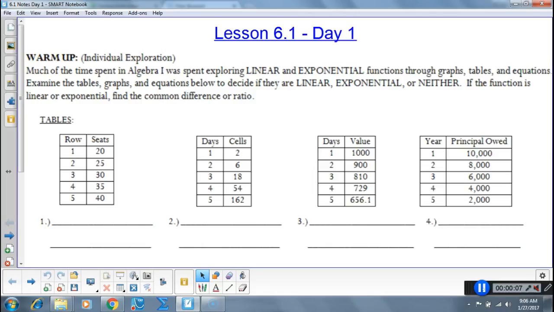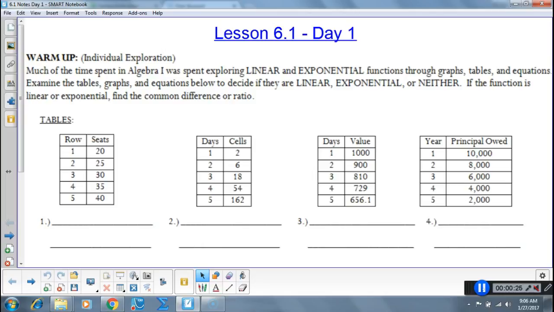Much of the time spent in Algebra 1 was spent on exploring linear and exponential functions through graphs, tables, and equations. And on the sheet then we gave you graphs at the bottom, tables at the top, and equations in the middle. Okay? So today actually we're going to start Unit 6.